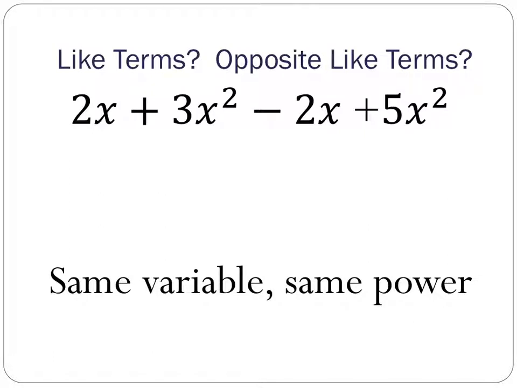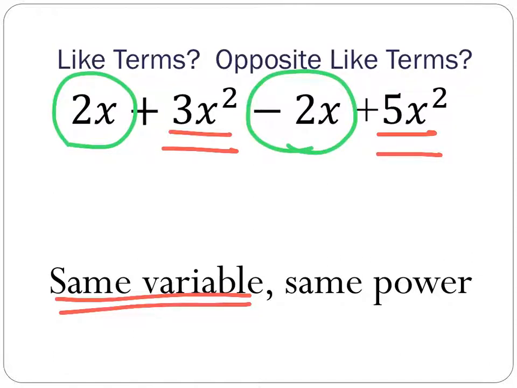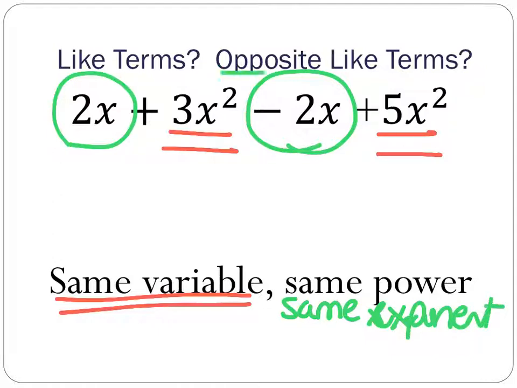So just to make sure you understand, when I say opposite like terms, what am I talking about? Like terms have to have the same variable. So the ones I underlined have the same variable, but we also need to have the same power. And the same power means the same exponent. So the 2x and the negative 2x are opposite like terms. They have the same variable, same exponent, and their coefficient, the number in front of them, are opposites.